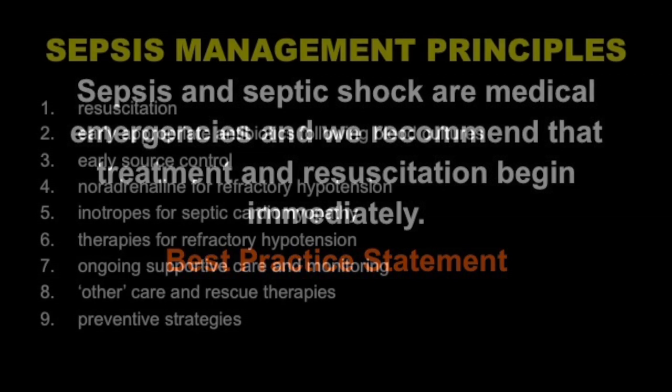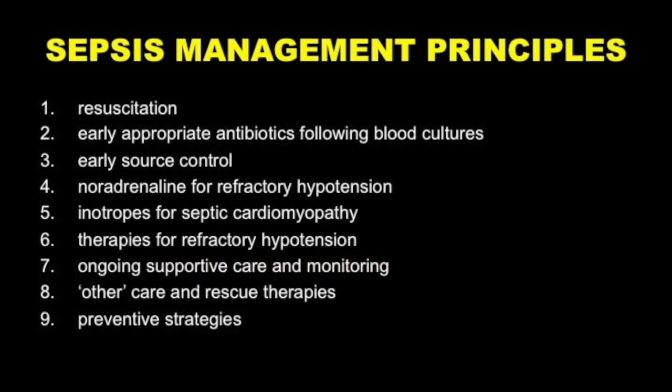Principles of management in general: resuscitation, antibiotics after blood cultures, source control, vasopressors, noradrenaline for refractory hypertension, inotropes, other things to consider in refractory hypotension, supportive care and monitoring, which I probably should put closer to the top because that's very important, preventive strategies, other care and rescue therapies. There's a lot there. So we're going to talk about the initial management of sepsis, and we're going to compare Surviving Sepsis Campaign guidelines to what can be done in practice in a more resource-limited setting.